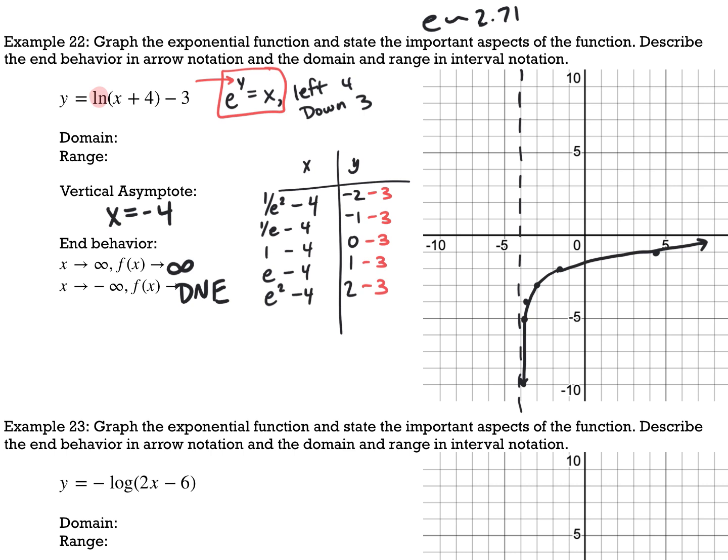Oh, we didn't talk about domain and range. Our domain depends on the asymptote. It will go from -4 to infinity. And the range will be infinite, -infinity to infinity.